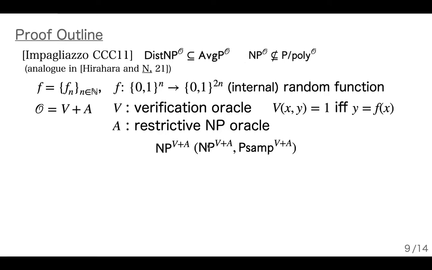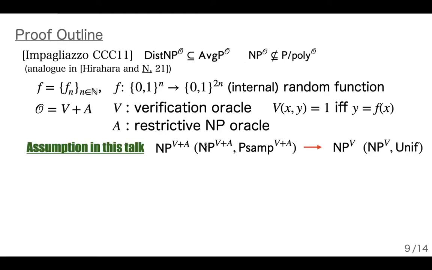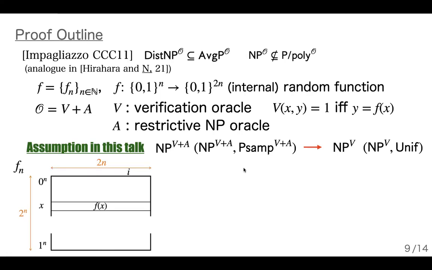But in this talk, for simplicity, we consider a simplified setting. So the NP machine does not access the restrictive NP oracle, and we also only consider the uniform distribution instead of all polynomial-time samplable distributions. In this simplified setting, the oracle construction is really simple. This is the truth table of F_n, and this F_n is selected uniformly at random.